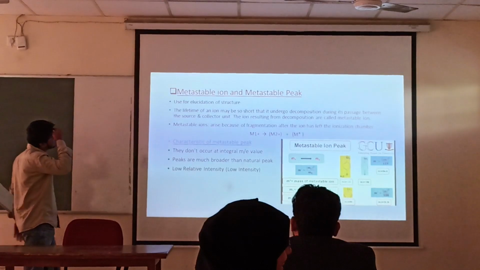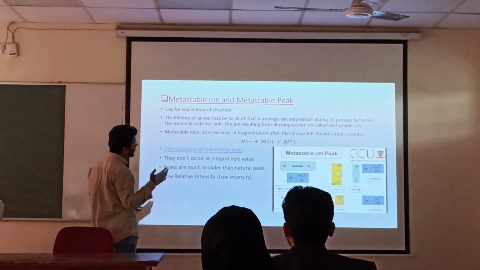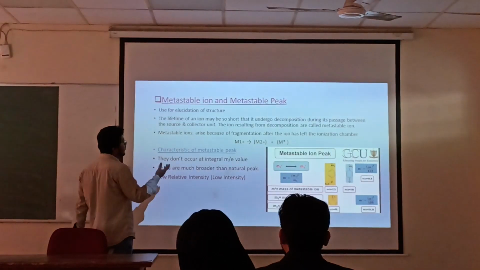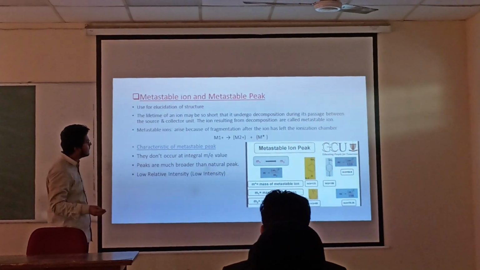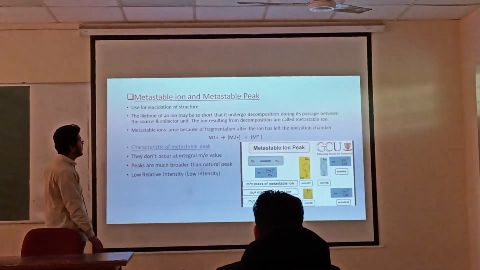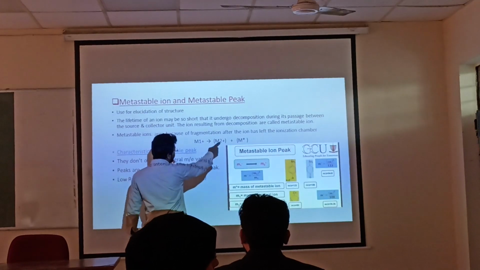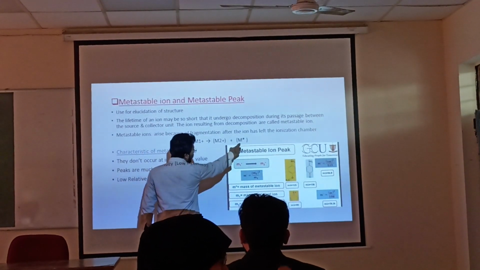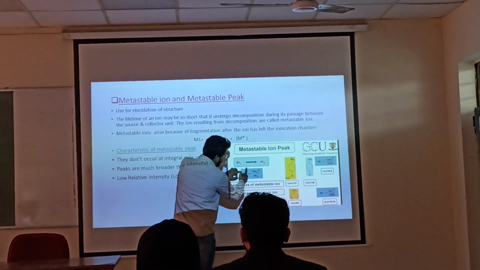Coming to another topic, which is metastable ion and metastable peak. Metastable ions are ions that are so short-lived that they decompose during their passage between the source and the collector. The ions resulting from the decomposition are called metastable ions. For example, M1+ ion is the parent ion, which is converted into another M2+ ion along with a metastable ion. The mass of the metastable ion can be calculated by this formula.